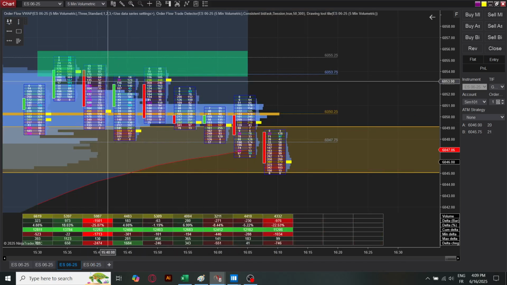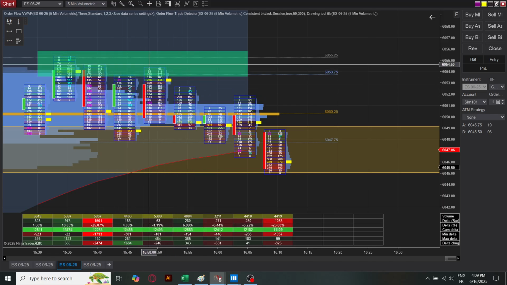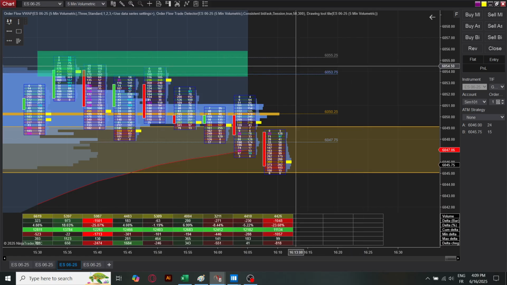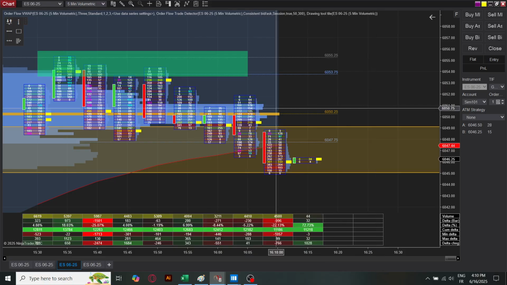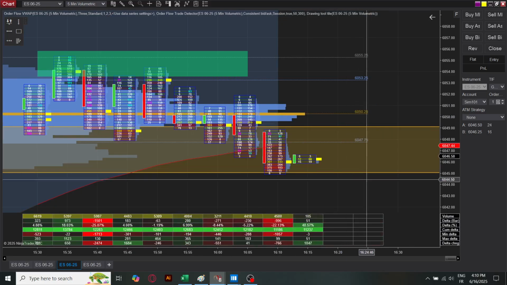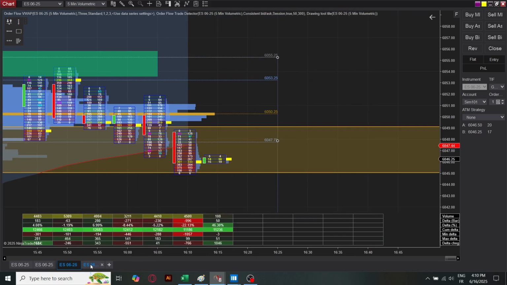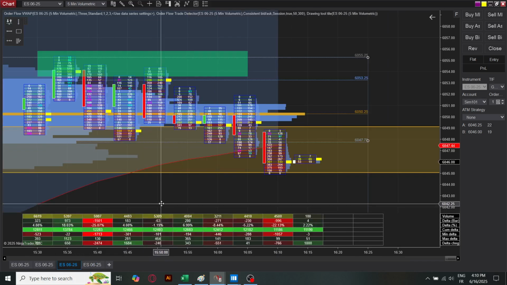The expected iceberg order was here. Of course, I don't have advanced tools to spot iceberg orders. And we have a close.